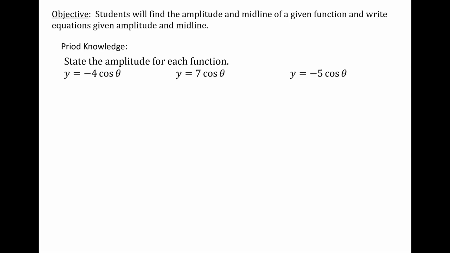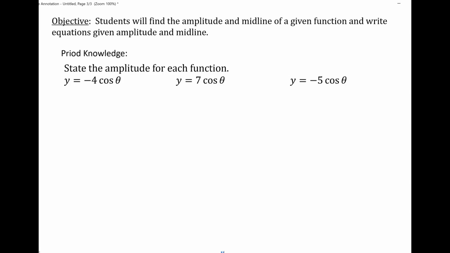Our prior knowledge here says to state the amplitude for each function. If you remember, we have y equals a cosine theta, so the a is the amplitude. It's asking you to find the absolute value of a. My a here is -4, but if I take the absolute value of -4, that tells me the amplitude is 4. Okay? It's the same with this one.